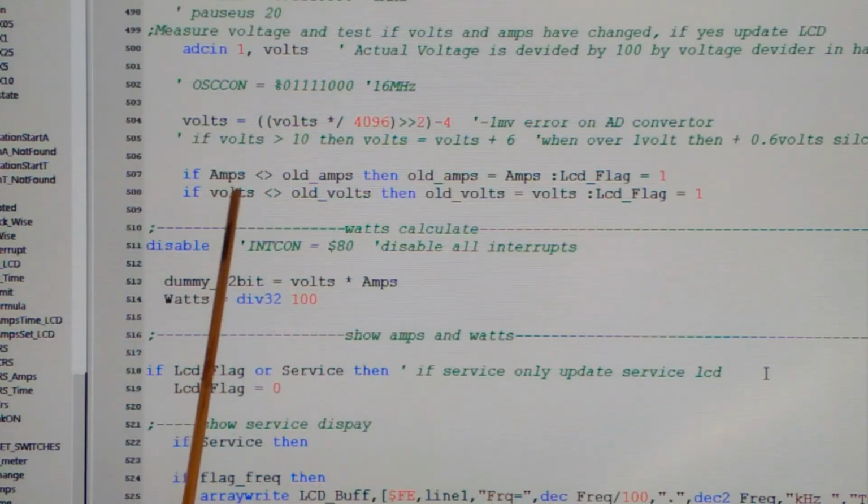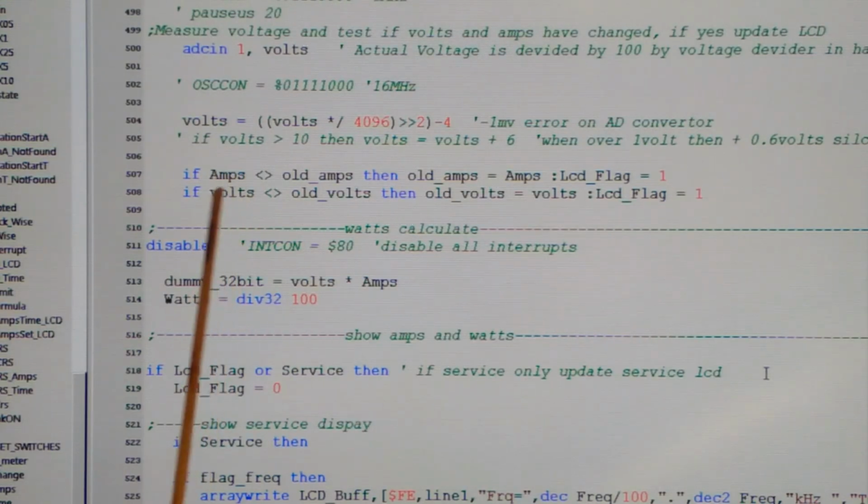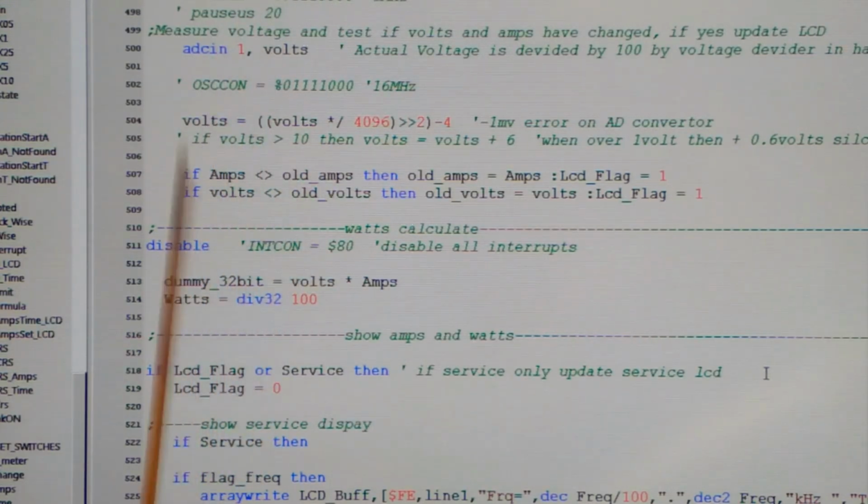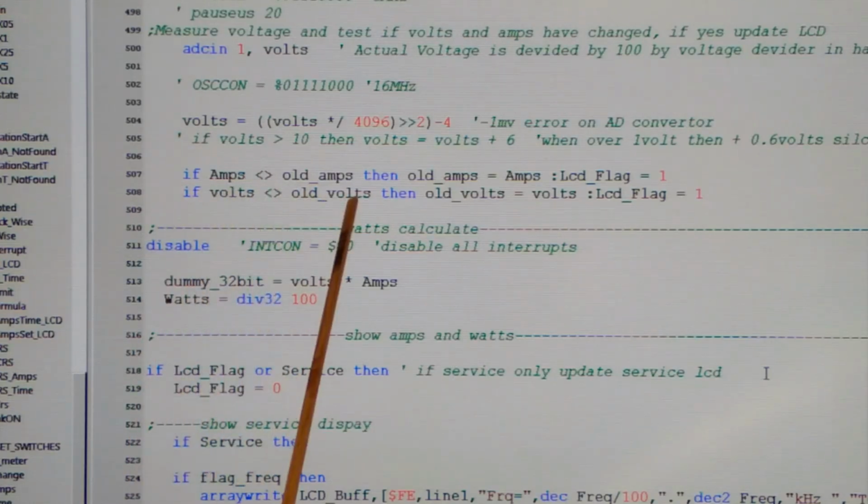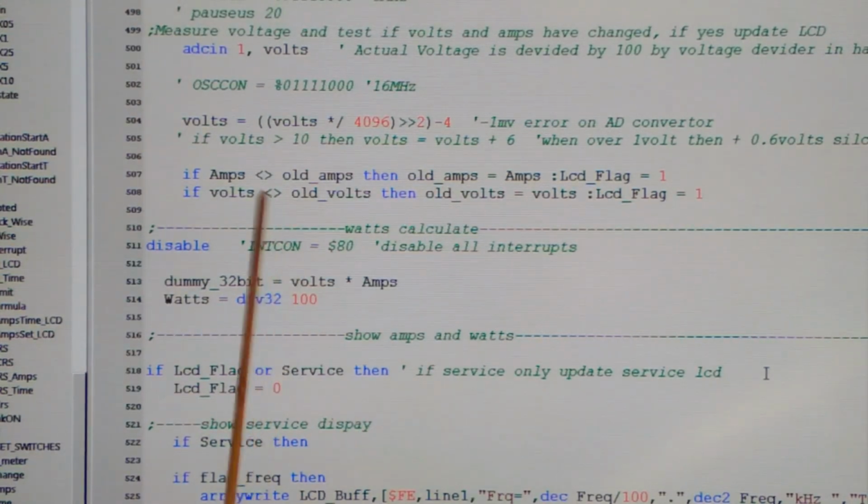So I've got amps, for example, and I've got voltage, right? Let's say I'm reading voltage. So I've got 2 variables, one called old volts. That means the last value. You can call it last value, last volts instead of old, okay? I called it old.